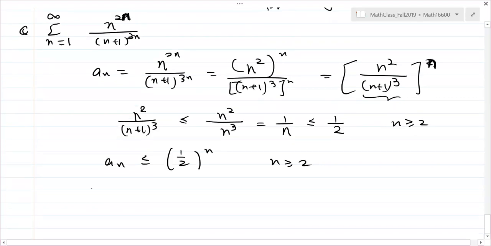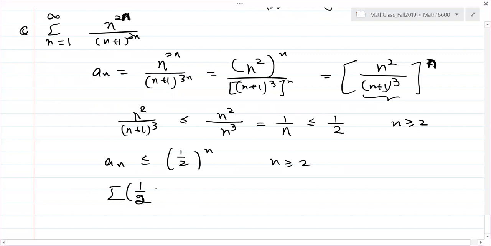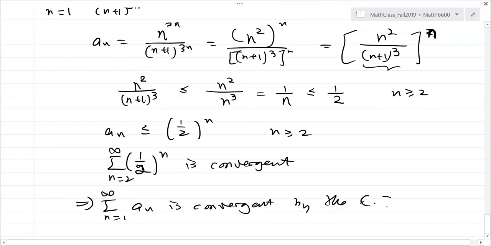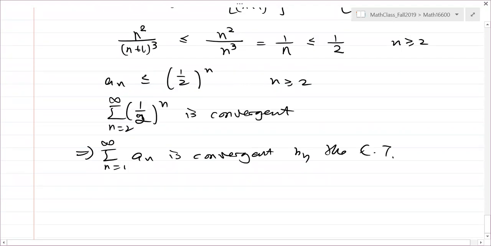All right, so this is a geometric series, n starting from 2 to infinity. This is convergent. It's obvious. Then this implies the series is convergent by the comparison test. That's not the easy way to do it.